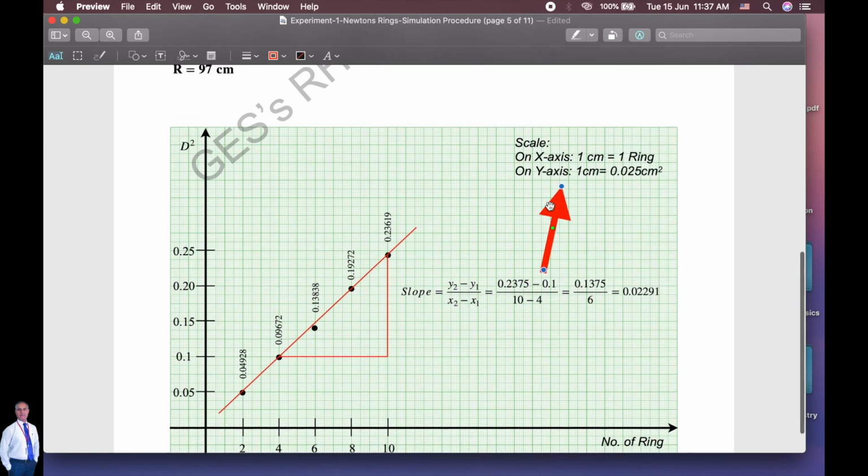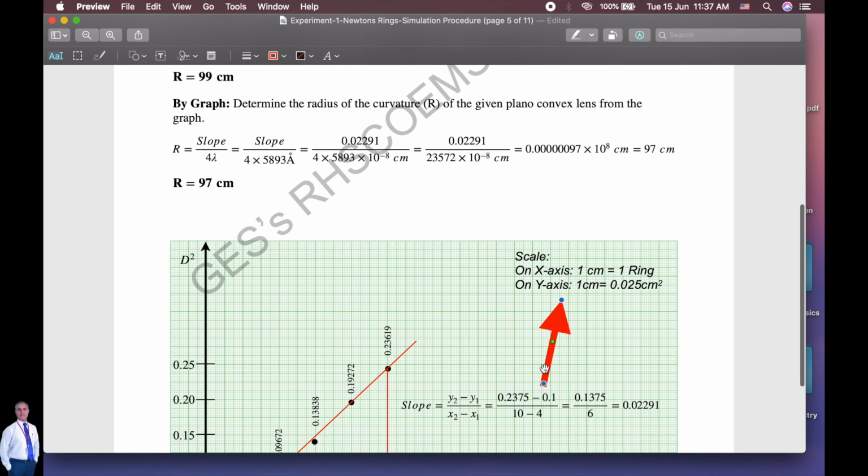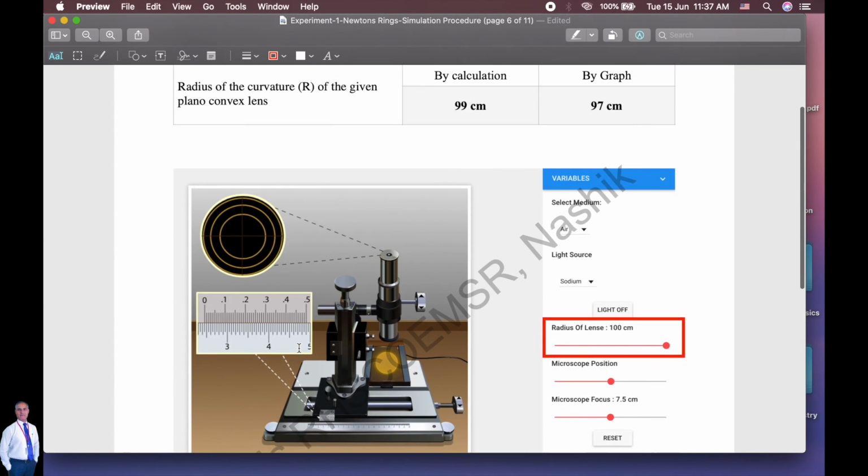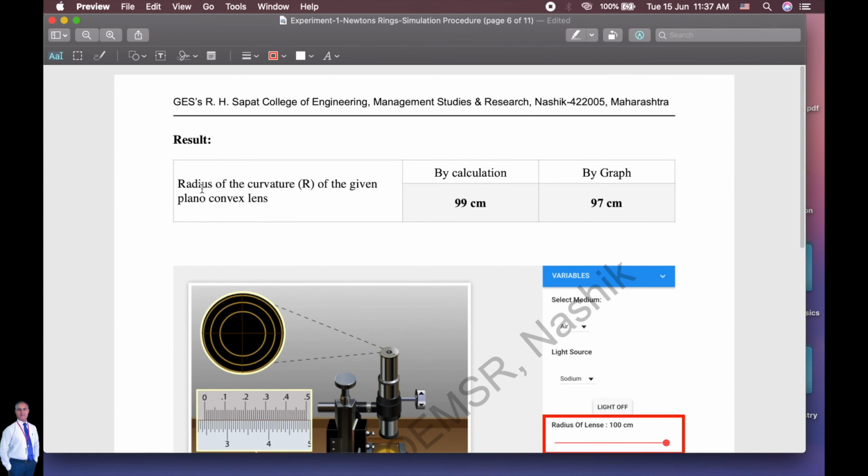From this graph I have calculated the slope, and from this formula, slope divided by 4 into lambda, where lambda is 5893 angstrom unit converted into centimeter, after doing this calculation I got 97. So by calculation and from the graph, whatever values I have got, that is the radius of curvature of the plano convex lens. There is also one small result table I have prepared. By calculation it is 99 centimeter and by graph it is 97 centimeter.